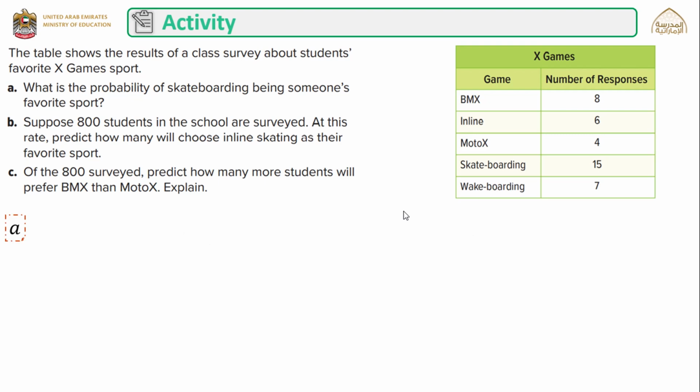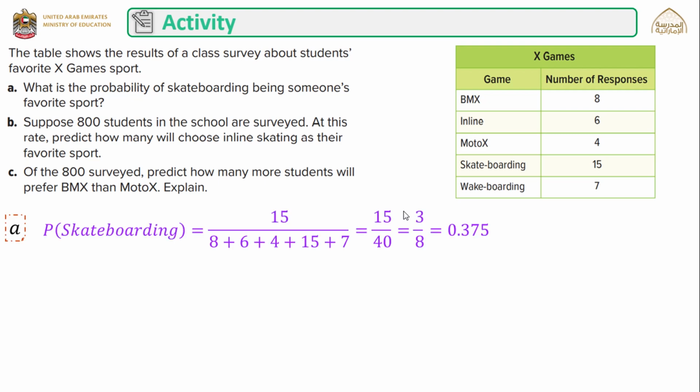A. Probability of skateboarding. Skateboarding is 15 in the table and the total is 8 plus 6 plus 4 plus 15 plus 7. So we came up with 15 out of 40 or 3/8.